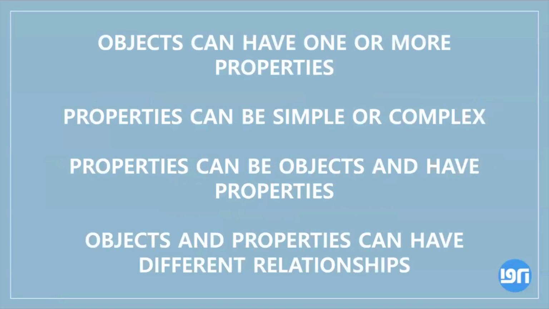The object property hierarchy states that an object can have one or more properties. Those properties can be either simple or complex. Properties can themselves be objects and thus possess their own properties. And objects and their properties can have different kinds of relationships. For example, one property might qualify or condition another property.